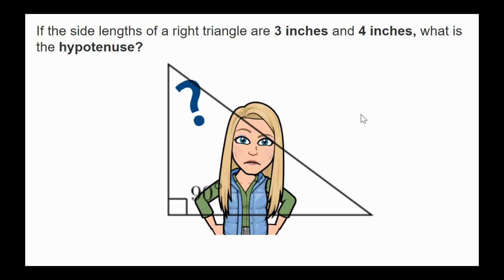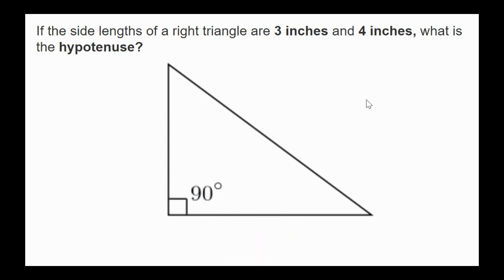If the side lengths of a right triangle are 3 inches and 4 inches, what is the hypotenuse? So the hypotenuse is this longest side. It's called C, and it's directly across from that 90-degree angle in the triangle. So we're trying to figure out what is that length. And they gave us the two other side lengths, so we're just going to keep using that Pythagorean theorem to figure out the side lengths.